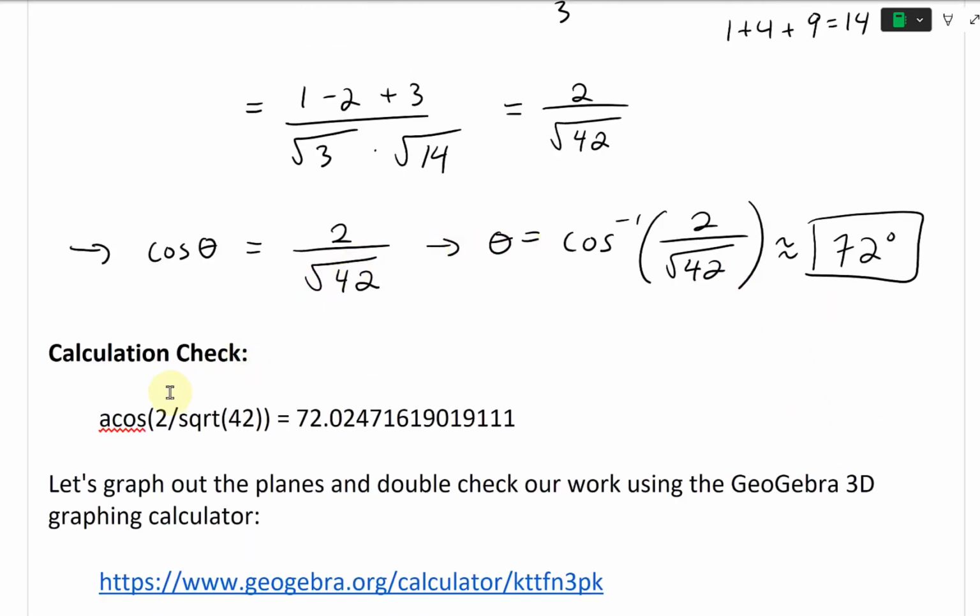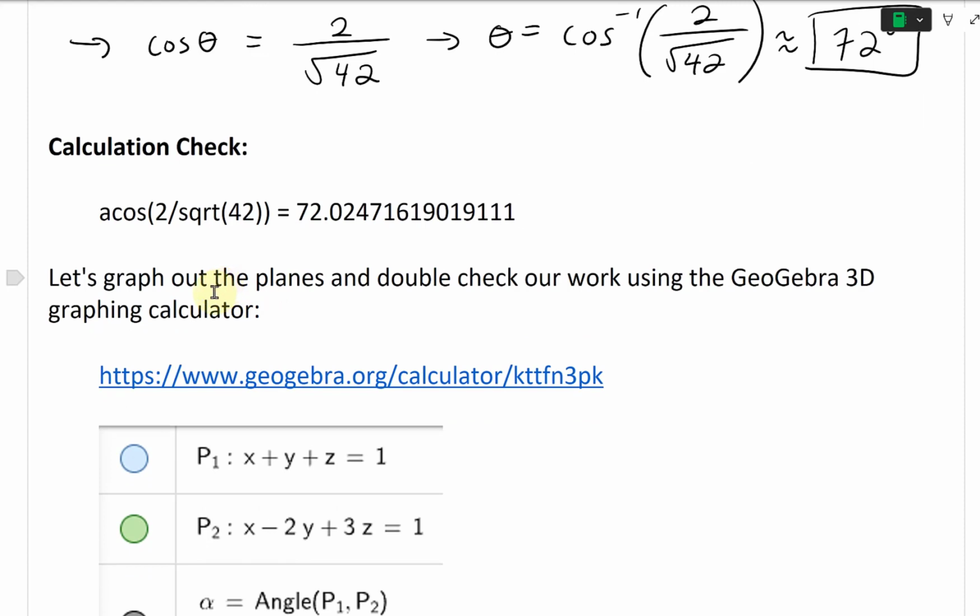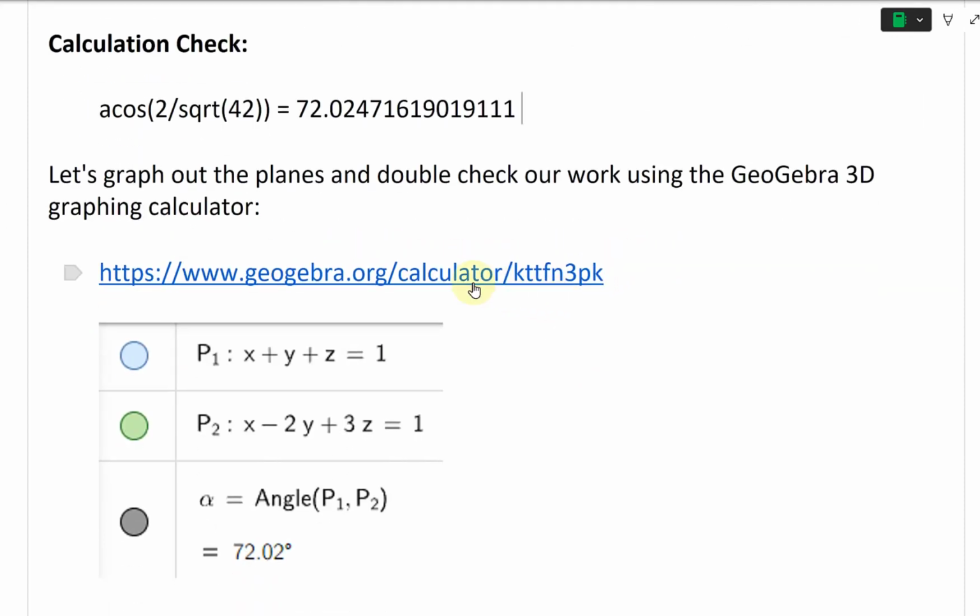And now we could do a calculation check. We could write cosine inverse, or arc cosine, of 2 divided by square root 42. This is using my built-in OneNote calculator. So we go equals, and it automatically calculates it: 72.02, so it rounds down to 72 degrees. Epic stuff. And now let's graph out the planes and double check our work using the GeoGebra 3D graphing calculator as always.